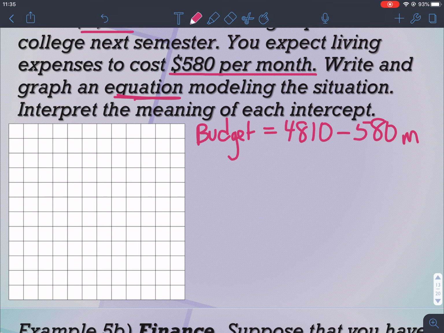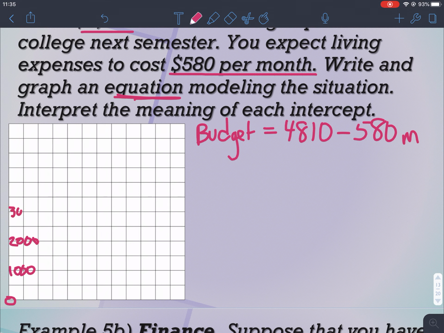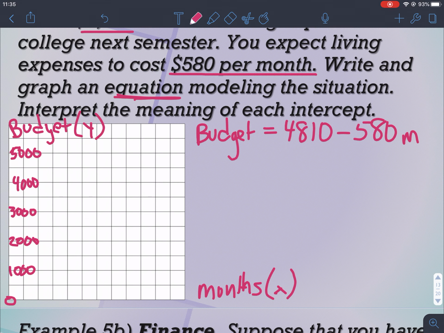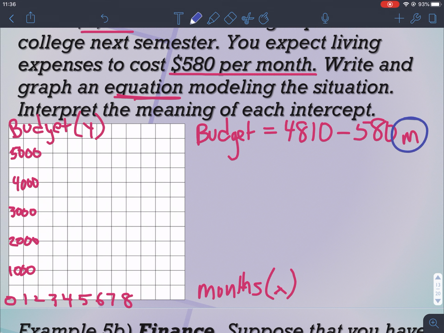In order to graph it, we have to come up with our own units. So $4,810 is a pretty big number. So how about I start at 0 and I go by 1,000s? And on the bottom, so this is going to be B for budget, that's actually our y-axis. Along the horizontal, we'll put months. And we can label those with single digits. Now, the y-intercept will occur at 0 months. So that would just be $4,810. That's where we start. (0, 4810).